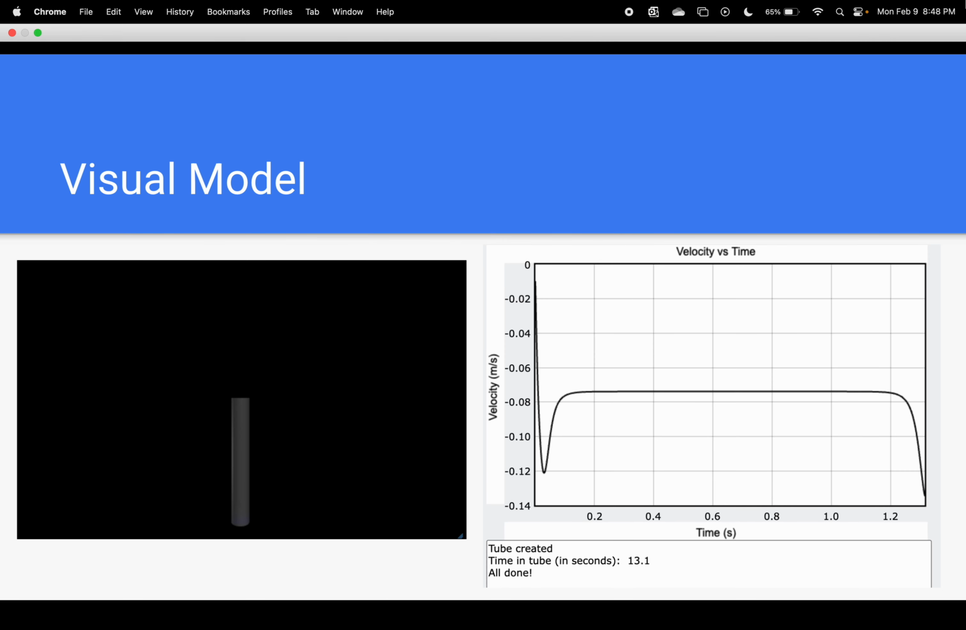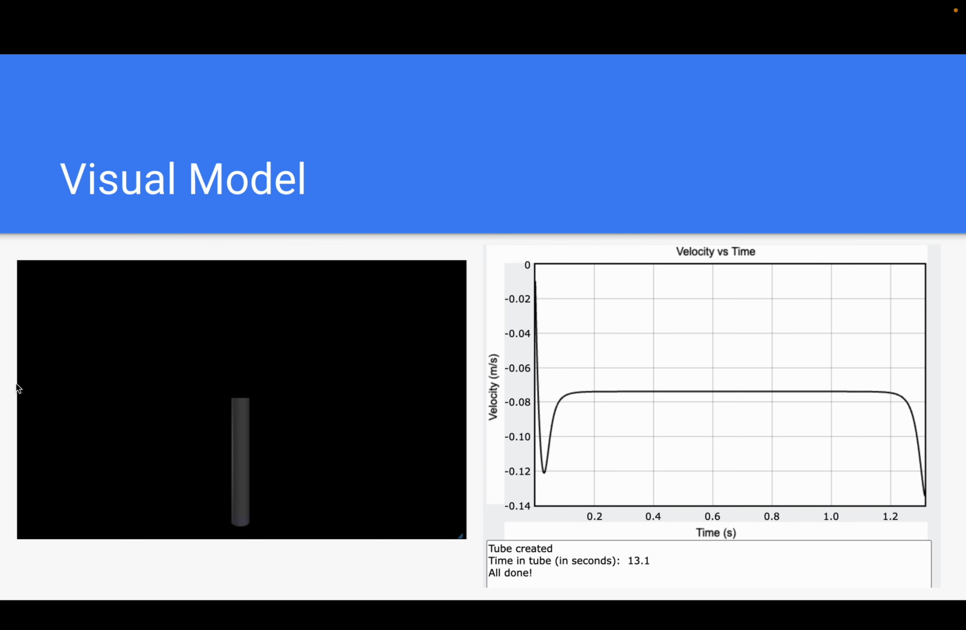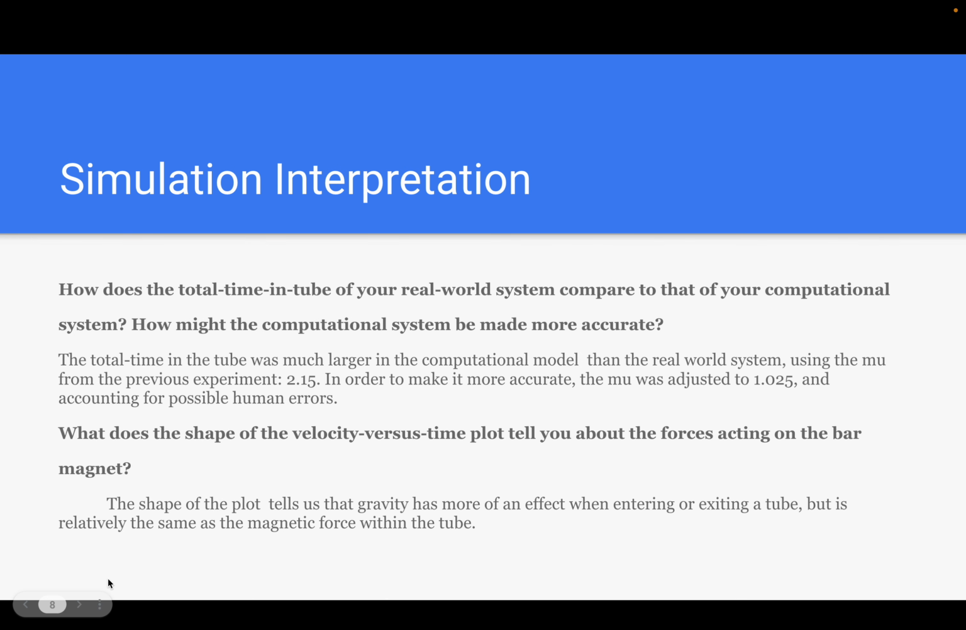So this is the visual model that the code creates. This side is a visual representation of the bar falling through the tube, and then this side is the chart that was created in which it shows that the bar magnet took 13.1 seconds to reach the ground or fall through the tube. So to interpret the simulation, the total time in the tube was much larger in the computational model than the real-world system.